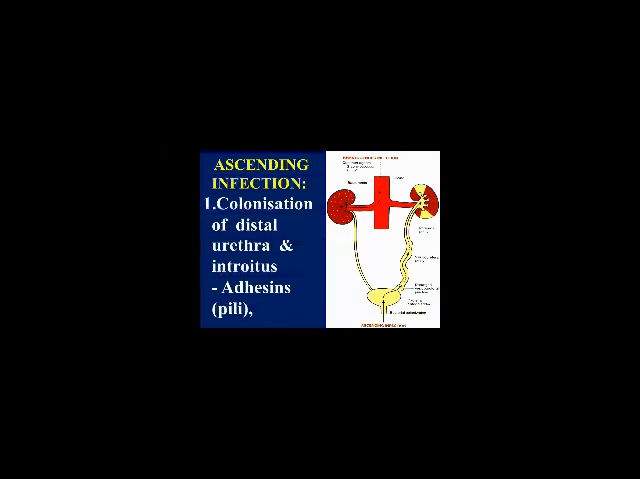The second route of infection is ascending infection. In this case, it is a multi-step process. The first step is colonization of the distal urethra. Now, microorganisms have pili or fimbriae on their surface, and there are receptors present on the epithelial surface of the urethra. So these fimbriae get attached to these receptors, and then they start to multiply and produce urethritis.